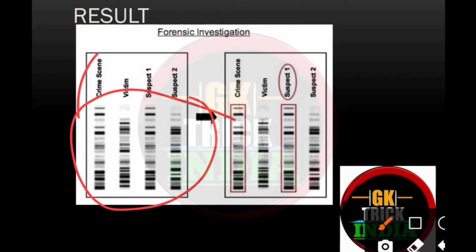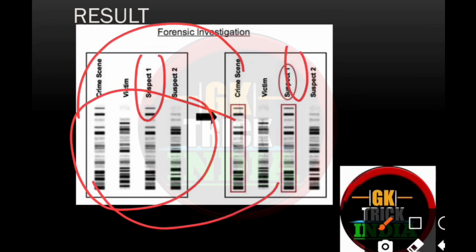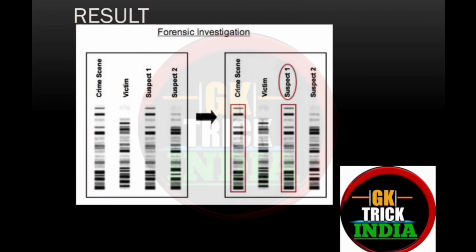So from the crime scene, we are seeing that this was matched with suspect 1, having the same tandem number of repeats. Comparing to the others, suspect 1 is the best match to the crime scene. So this is how DNA fingerprinting is actually carried out.